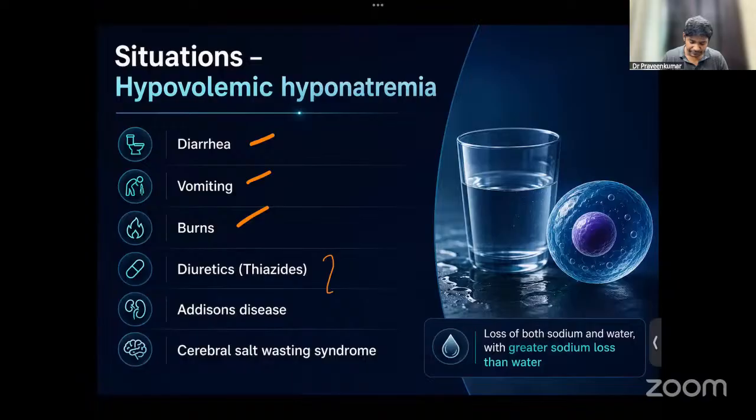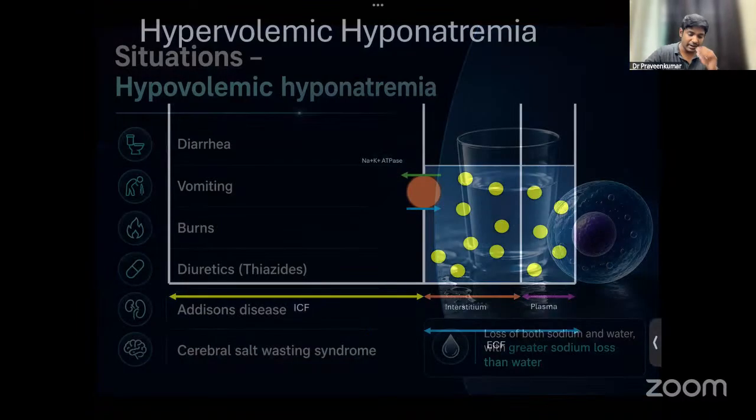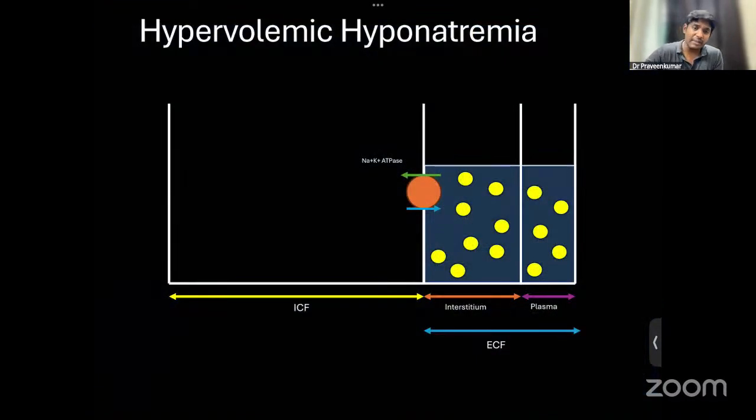And there are the renal losses. Giving diuretics, a lot of sodium will be lost. In Addison's disease, there is no aldosterone. When there is no aldosterone, there is no sodium retention, so there will be sodium loss. And cerebral salt wasting syndrome occurs in patients with head trauma, where because of head trauma there will be increased brain natriuretic peptide. This natriuretic peptide will cause increased sodium elimination. Because of that, you will have hypovolemic hyponatremia. So here you should understand there is loss of both sodium and water, but sodium loss is more than water loss. With that, we'll go to the next part, which is hypervolemic hyponatremia.